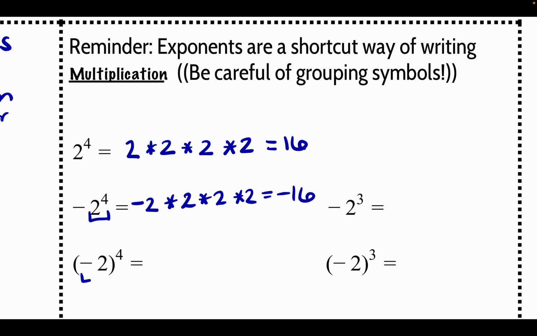Now we have negative 2, in parentheses, to the fourth. So see how that negative is in the parentheses? Now we know we can carry that negative with all of these. So we have negative 2 times negative 2 times negative 2 times negative 2, which would give us positive 16 again. So paying attention to those grouping symbols, those parentheses, can really make a difference in your answers. So look at the difference between these two answers.